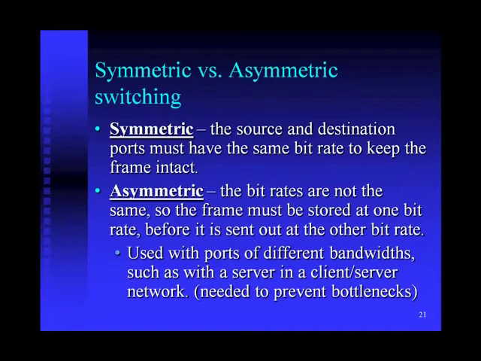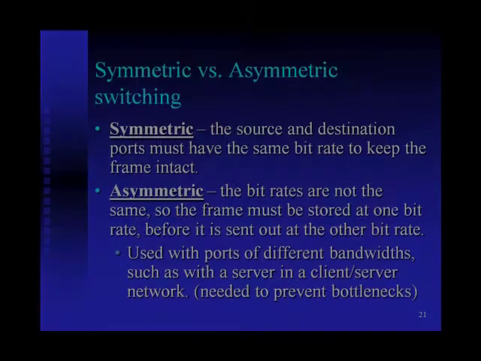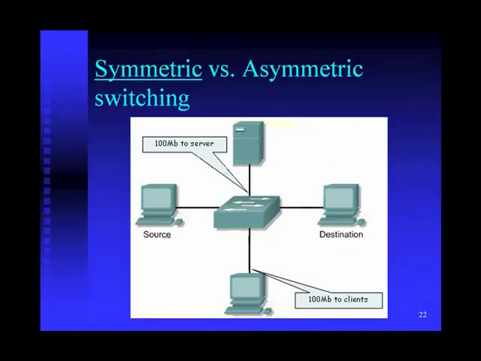With symmetric, the source and destination ports have the same speed, and that frame is kept intact. For asymmetric, we have different speeds. Here's what I mean by that. This is symmetric. If the server wanted to communicate with the PC on the bottom, and they're both 100 megabits per second, we just know right away that we can send back and forth. We don't need to store, switch to a different speed, and then send.